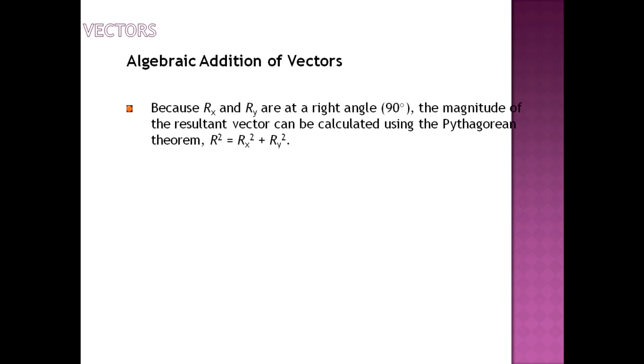All right, because Rx and Ry are at right angles, the magnitude of the resultant can be calculated using the Pythagorean theorem. So when you add all these components up together, you're just going to get an x component and a y component. And you can find the magnitude by the Pythagorean theorem, and you can find the angle by using any of your trig functions.